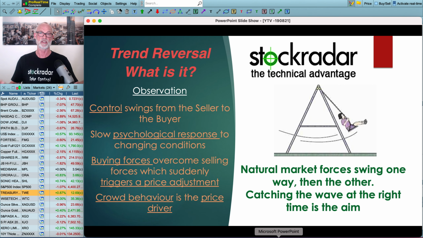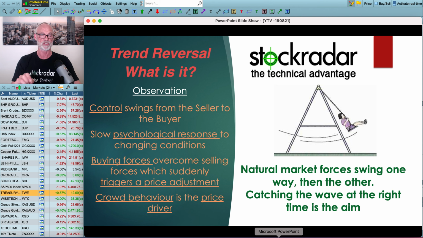Okay, so the trend reversal itself, what is it? It's something that occurs after a downtrend, so it's usually at a low point, and the control is swinging from sellers to buyers, which we saw on the Treasury Wine Estates chart. You can see the selling coming in here and the buyers starting to turn it up, and eventually there will be a trigger. So there's a slow psychological response to changing conditions, using TWE as an example.